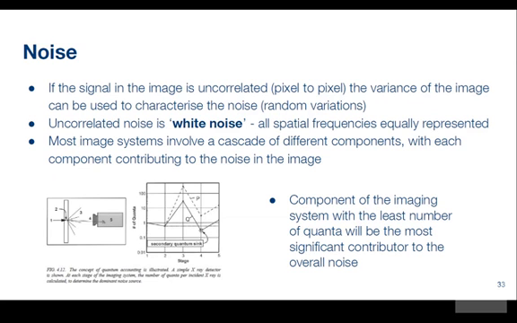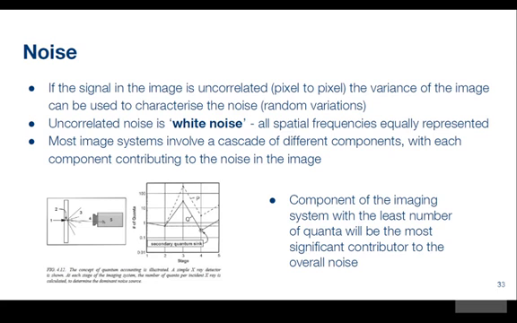Now, if the signal in our image is uncorrelated, so each pixel is effectively independent, we can just use the variance to characterize the noise. So we just work out the mean and standard deviation of our pixel values. It doesn't have to be over the whole image. It can just be a region of interest. We did this in the tutorial last week, and we'll have a look at it again in tomorrow's tutorial.